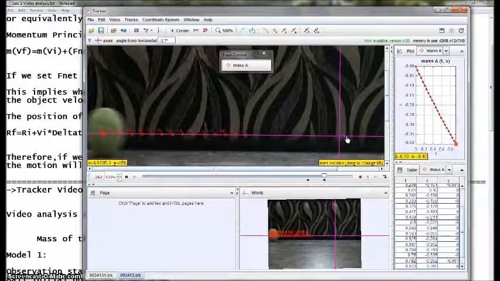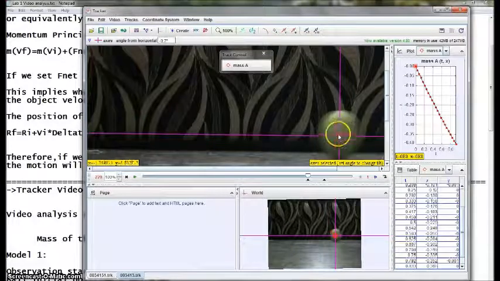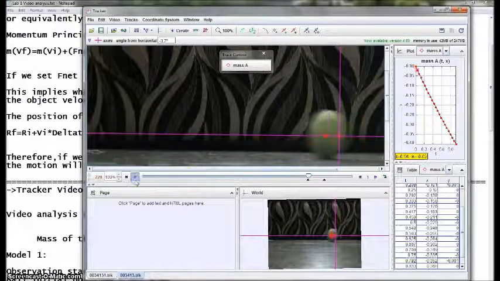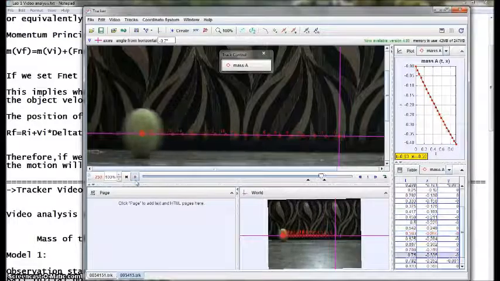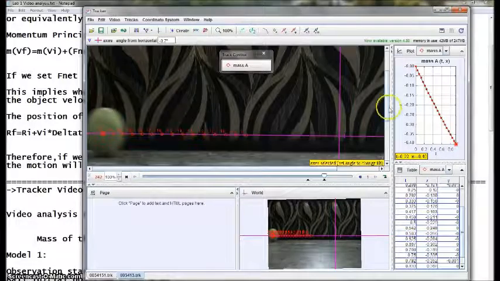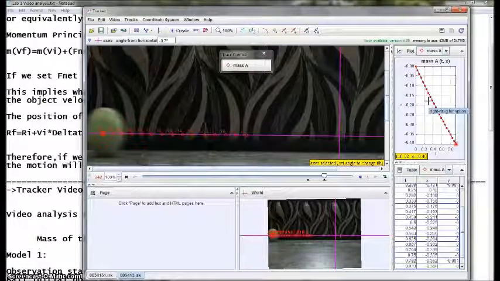This is the positive x direction. This is the origin, which is the starting frame. The ball diameter is 0.07 meters. Now if I play the video, the points of masses are shown. You can see that the graph is a straight line, which shows linearity and hence is a constant velocity case.